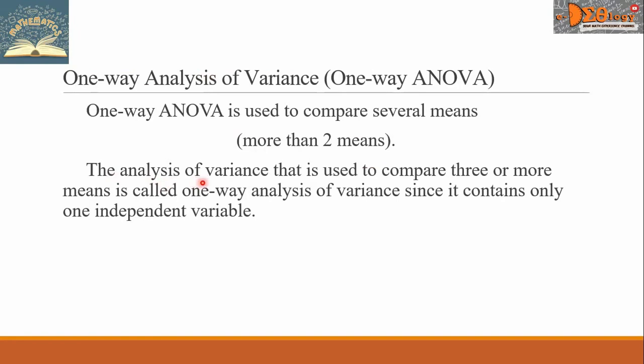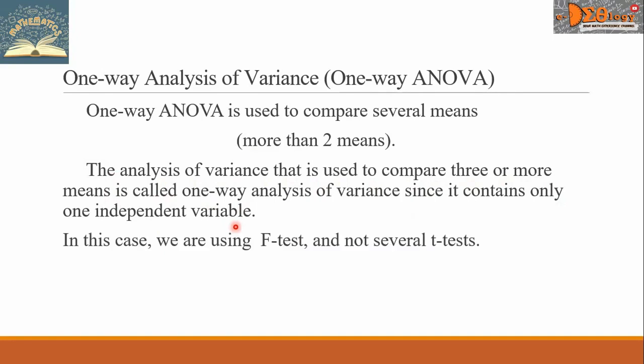The analysis of variance that is used to compare three or more means is called one-way analysis of variance, since it contains only one independent variable. In this case, we are using F-test and not several t-tests.